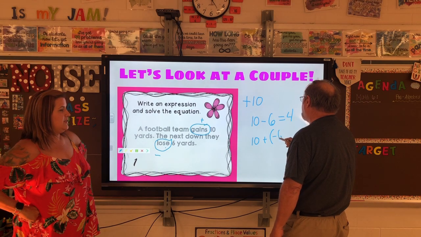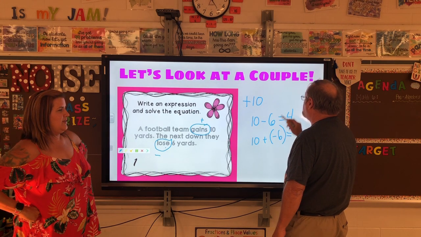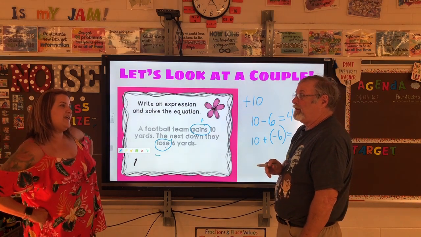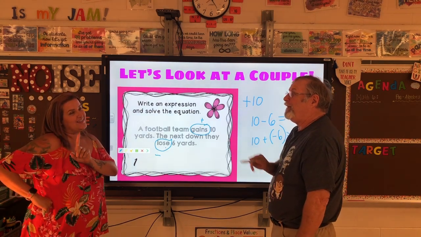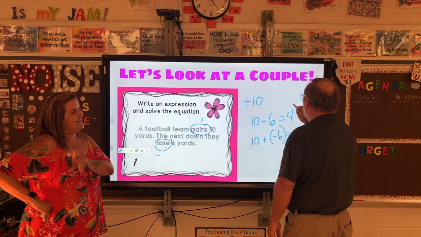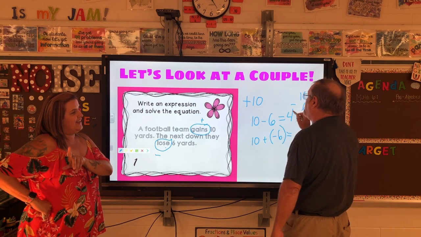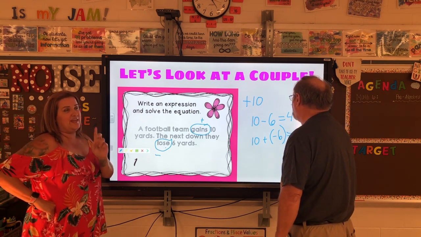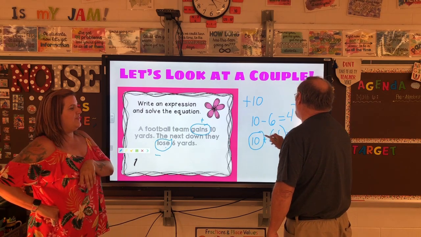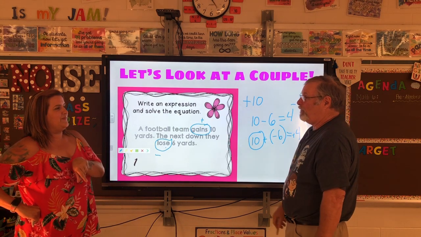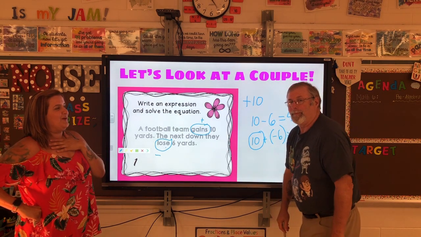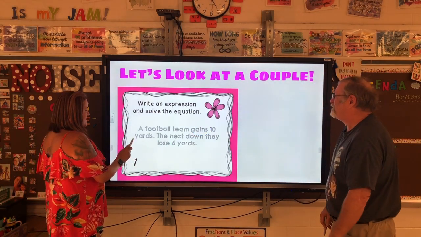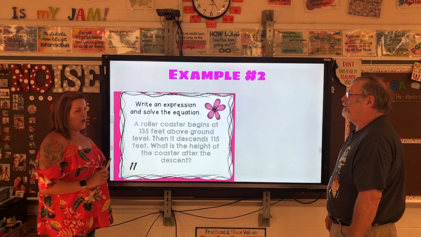When the signs aren't the same, what do we do? Same sign, add; different sign, subtract. So we're going to subtract 10 minus 6, which we already did, and it's going to give us 4. Same sign, keep the sign; different, keep the sign of the larger. Larger is positive, so 4. Ta-da!